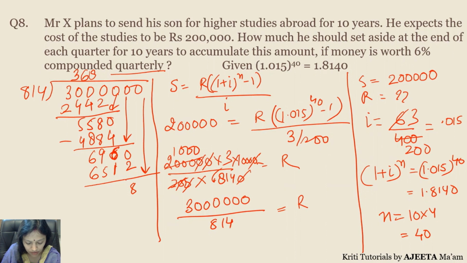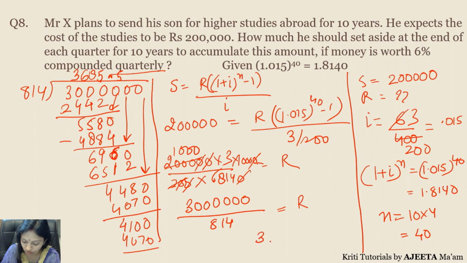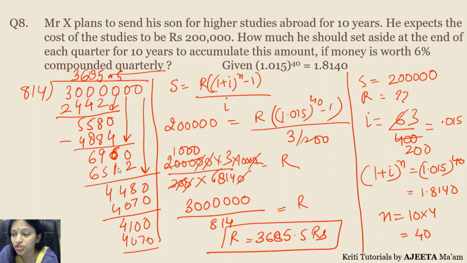8 5 1 4 4, right? Now 368, so let's go for 5 now, because 6 was greater. So let's go for this 2 7, and we go for 4, correct? So 410, and again one more decimal now will go, because there is no zero now. So 4100, so which makes it again with 5, and this is how it goes on, right? Correct? So we get 3685.5 rupees he has to set aside every quarter for 10 years to make a sum of rupees 2 lakh.